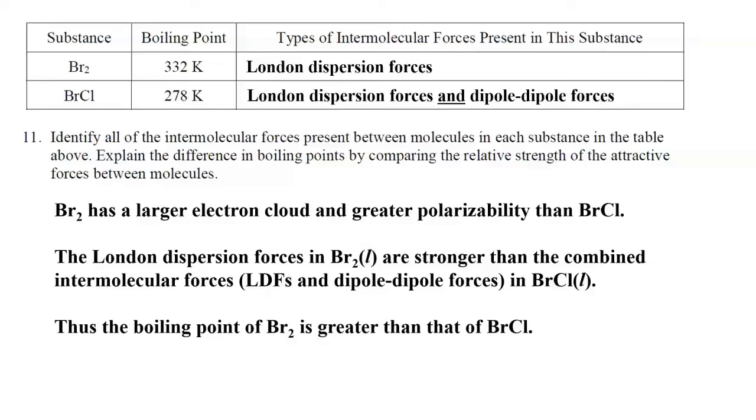The London dispersion forces in liquid Br2 must be stronger than the combined intermolecular forces, the combination of LDFs and dipole-dipole forces in the molecule BrCl. So thus the boiling point of Br2 is greater than that of BrCl. We're going to go with the data and then make an argument about the size of the electron cloud and the greater polarizability of the Br2 molecules.